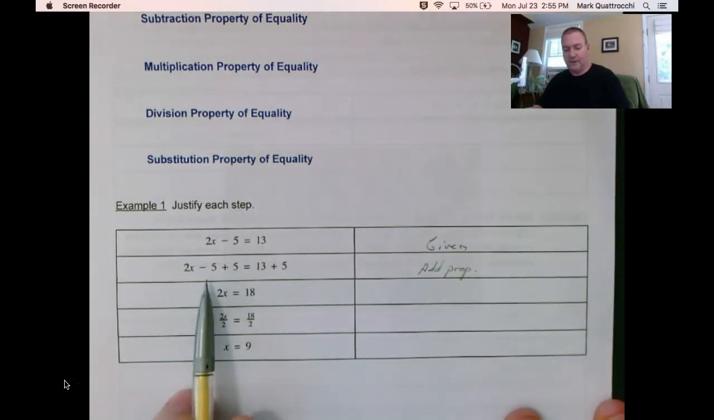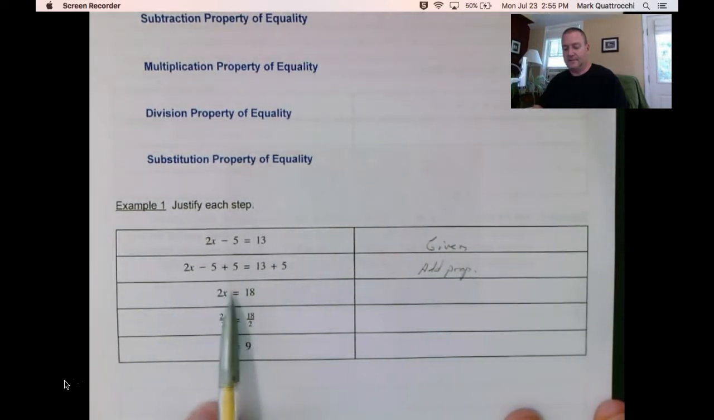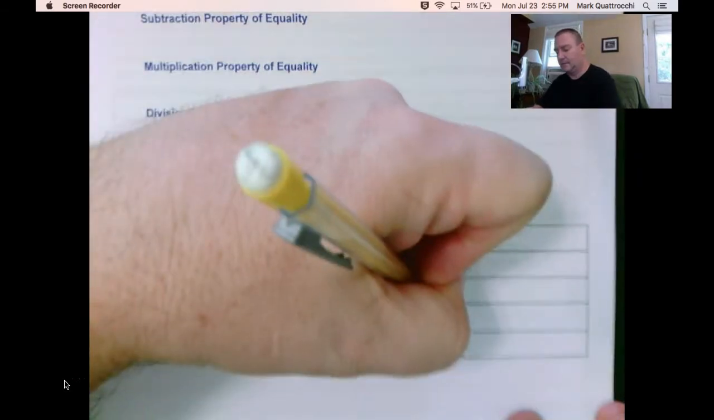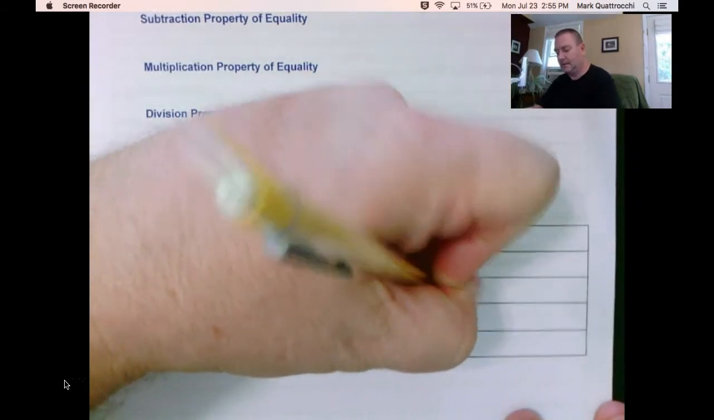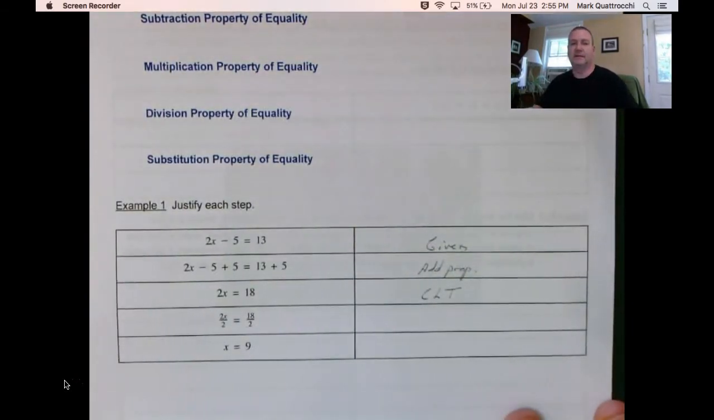What has changed going from statement 2 to statement 3? Negative 5 plus 5, 0. 13 plus 5 is 18. So all we've done is combine like terms. Now the book is going to say simplify. I prefer combine like terms, CLT. I believe it is more descriptive.